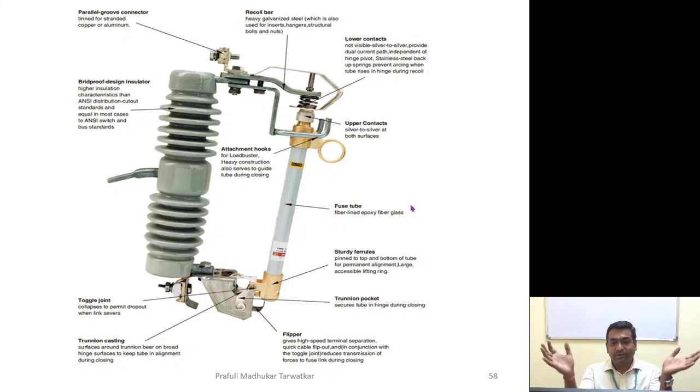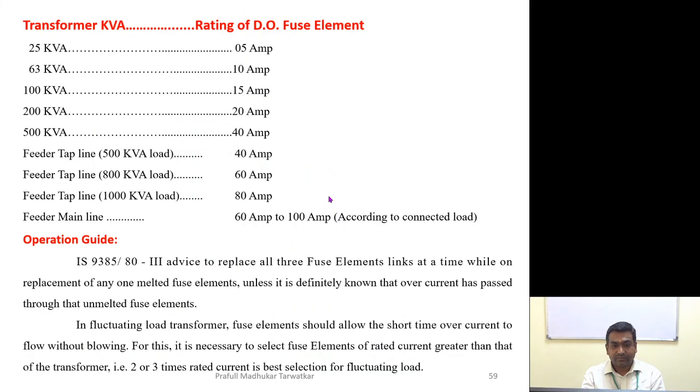This is an elaborated view of a DO fuse. This is the cartridge in which the fuse element is there. This portion is movable, that means it can be detached from here, and this is fixed, and these are for the arc quenching, the insulator. They are available in the form of corresponding current rating with respect to voltage levels. So if it is a 200 kVA transformer, hardly a 20 ampere fuse is required.